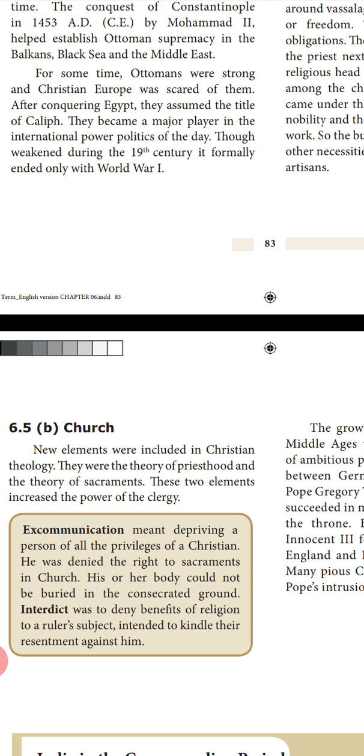Okay, the growth of church in the later Middle Ages was accompanied by the rise of ambitious political leaders. In the conflict between German Emperor Henry IV and Pope Gregory VII, the Pope by means of interdict succeeded in making the emperor abdicate the throne. By means of interdict, Pope Innocent III forced King John to recognize England and Ireland as fiefs of the papacy. Many pious Christians now began to resent the Pope's intrusion into the state. If anyone opposed what happened in the church, whether a ruler or anyone, they would use excommunication and interdict to exclude them from the church.